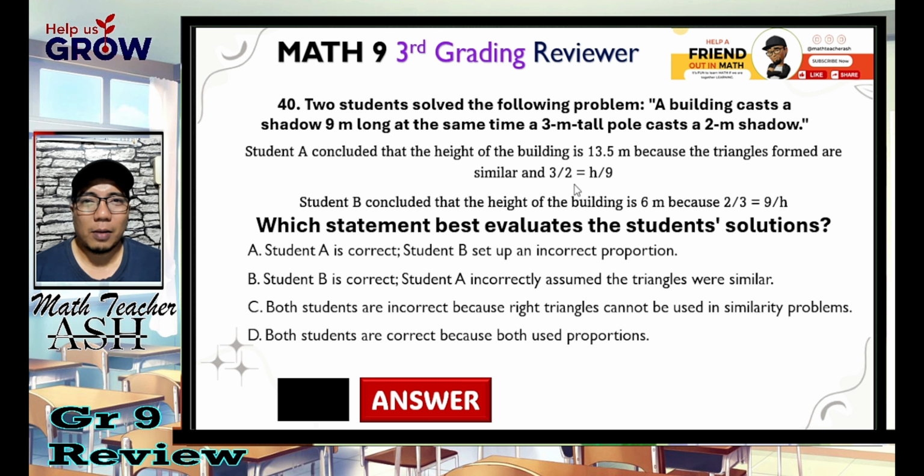Now, using the proportion, means and extremes, that would be 2h, and then 3 times 9, that would be 27. So 27 divided by 2 is 13.5. So this is correct. Now going here, using means and extremes, we have 3 times 9, that is 27, and 2 times h, that is 2h still. So if you divide 27 by 2, that is not 6. Therefore, student B got the wrong answer. Though it has the correct representation, the final answer is wrong. So among the choices, student A is correct, student B set up an incorrect proportion. Therefore, letter A is the correct answer here.